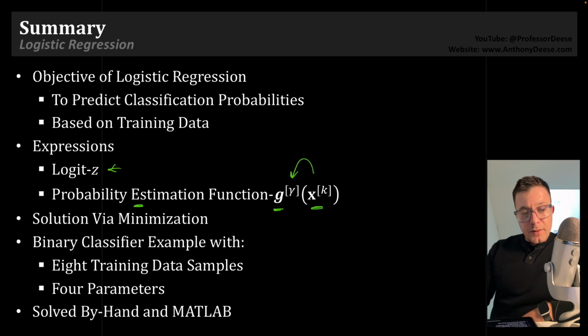Now we have to solve this logistic regression via minimization, and we looked at exactly what expression needs to be minimized, and then we moved on to our binary classifier example, the one with the small animal. We were looking at whether it should pursue food or not. It employed 8 training data samples, 4 different parameters, and essentially we solved that by hand as well as via MATLAB. And I think that was a really good demonstration of how to implement the logistic regression for a binary classifier, and it should be relatively easy to extrapolate that to a multi-class classifier.